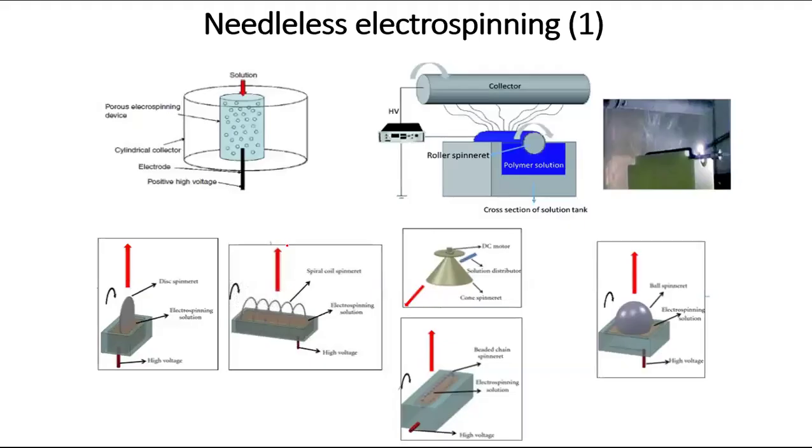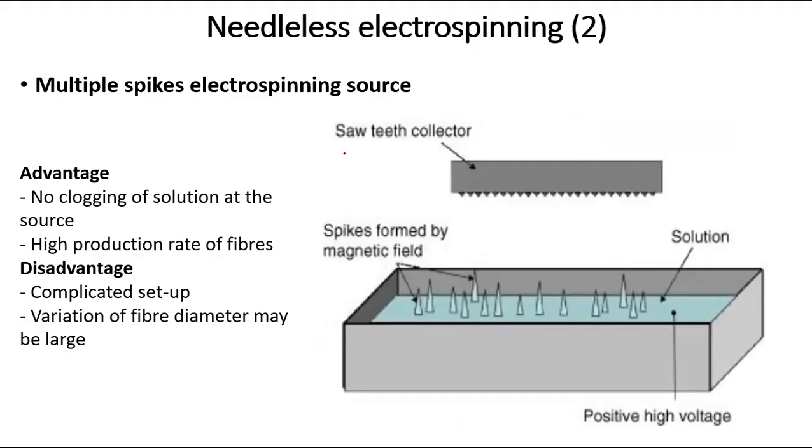And there is also another thing called needleless electrospinning. Candy floss machine, if you know, the principle of making it is the same: you have your solution, and then you have a porous electrospinning device, and then you have the cylindrical collector and the electrode. Once you rotate this, due to the static charge that gets developed between the solution and the electrode, you should be able to collect this nanofiber mesh, which is a very common example of a candy floss machine.